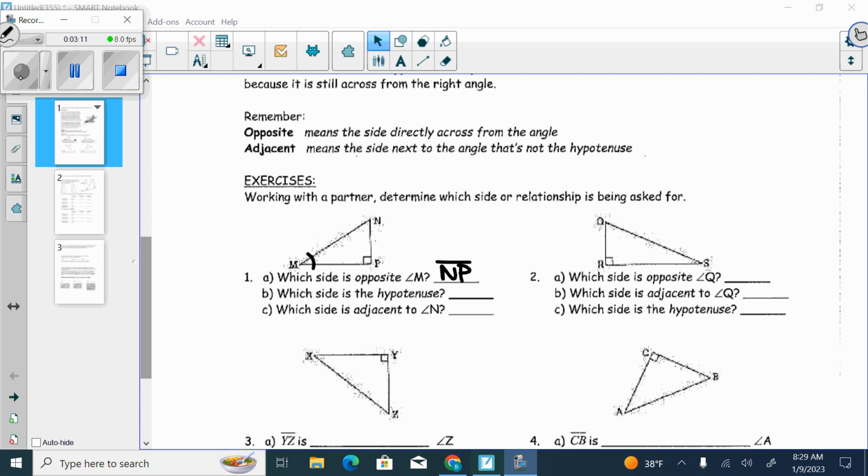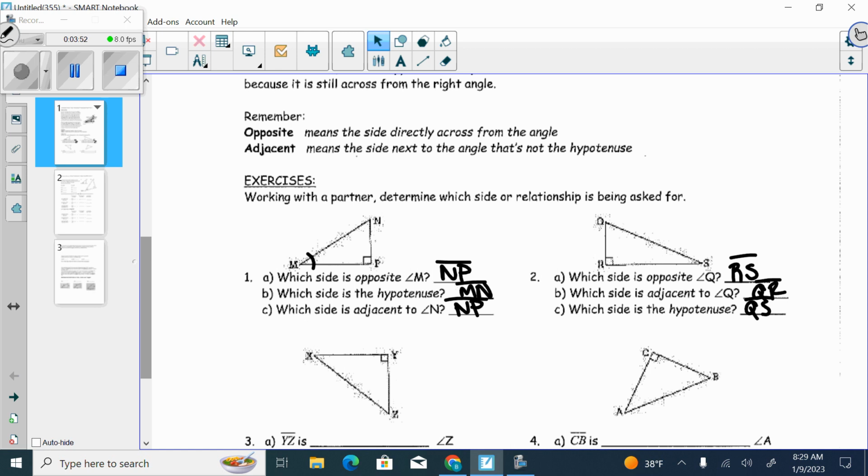Number 1, part B. Which side was the hypotenuse? MN. Very good. And part C, which side was adjacent to angle N? NP. Very good. All right, on number 2, which side was opposite of angle Q? Good. Okay, and which side was adjacent to angle Q? Good. And which side was the hypotenuse?